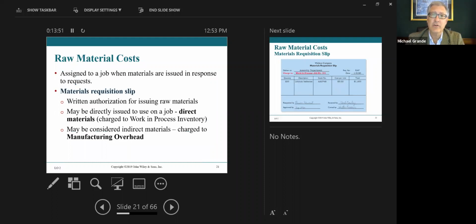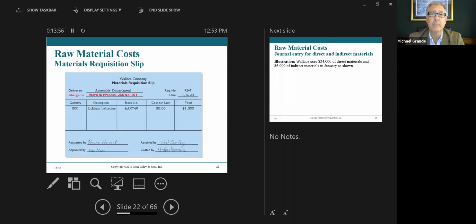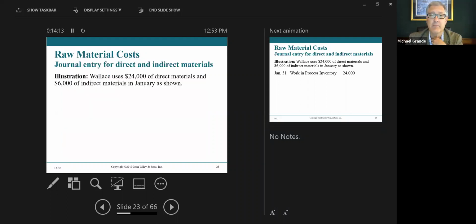Raw materials costs are assigned to each job. You can see in this particular example, this is a materials requisition slip. You're not going to see a lot of this on a test, but it's just some detail where they took $1,000 worth of raw materials for this particular job. Wallace uses $24,000 of direct materials and $6,000 of indirect materials in January, as shown.